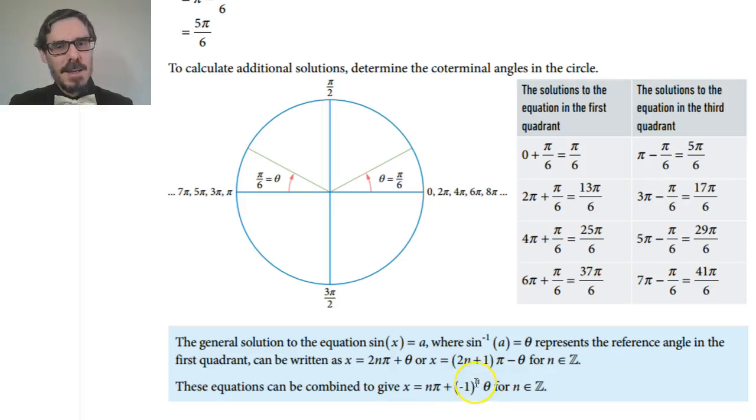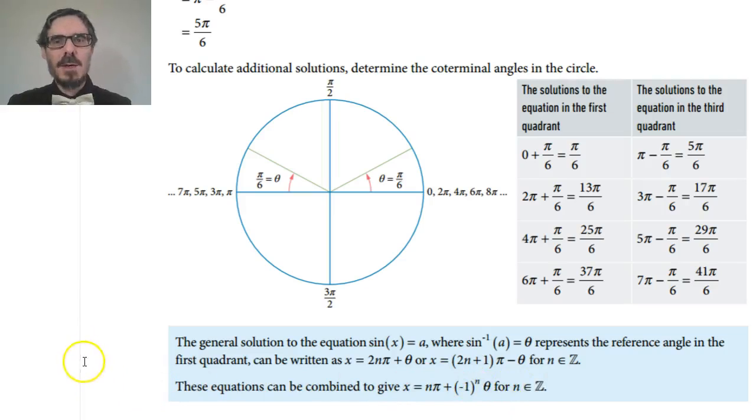If n's an integer, here's what happens. If n is 0, -1 to the power of 0 is +1. So it just gives me the reference angle. But if n is 1, it's going to be -1, so it's negative the reference angle, and it gets subtracted. If n is 2, we're back to positive, so we go plus. If n is 3, we're back to negative, so we go minus, and so on. So this is the trick we use to make that happen. So anytime you have a sine, you're going to get a general solution that looks something like this.